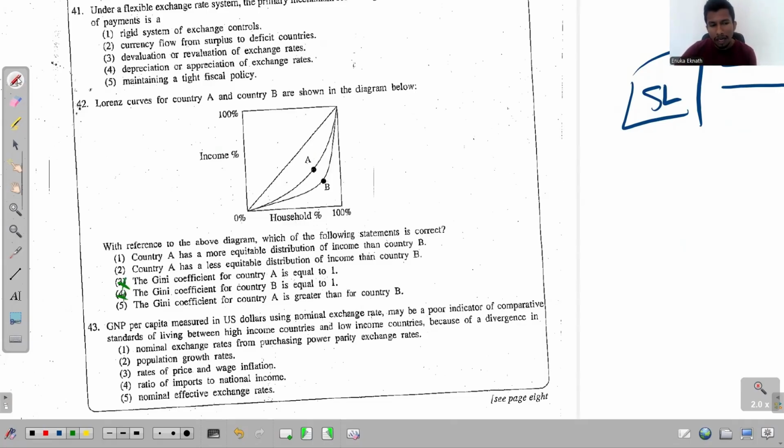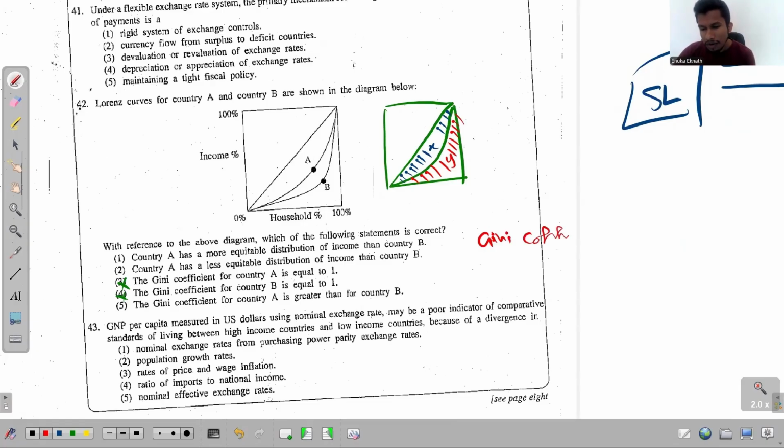But let me show you how to calculate this Gini coefficient. Let me just take one Lorenz curve and explain. If I shade this region and label it region X, and shade this region and label it region Y, how do we calculate the Gini coefficient? Gini coefficient is equal to area X divided by the area X plus Y. Right? Area X divided by the area X plus Y.